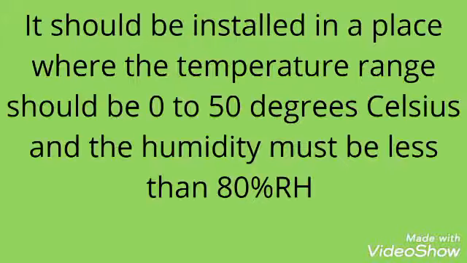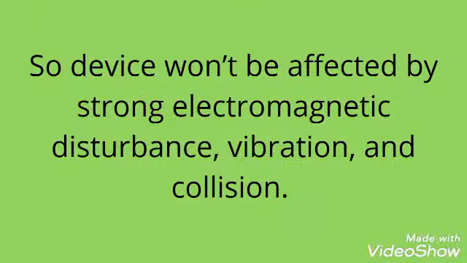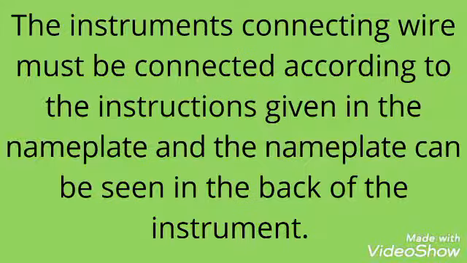Now we will see how to install an oxygen analyzer and what we should keep in mind before the installation. It should be installed in a place where the temperature range is 0 to 50 degrees Celsius and humidity is less than 80% relative humidity. It should not be affected by a strong electromagnetic field. There should be no vibration and no collision.